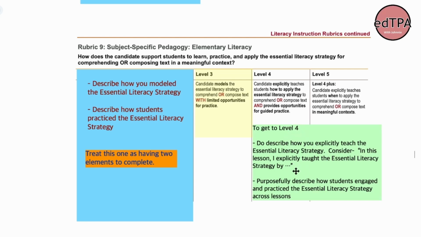To get to level 4, do describe how you explicitly teach the essential literacy strategy. Consider, in this lesson I explicitly taught the essential literacy strategy by. That might be something you write in your commentary. Secondly, purposefully describe how students engaged and practiced the essential literacy strategy across lessons. Okay? Practice, practice, practice. That's the big one here. So you've got a model and you've got to practice. Just do it very explicitly and purposefully, and you can get to level 4.